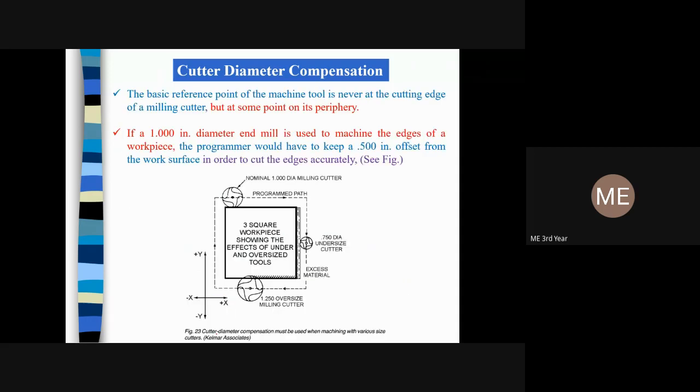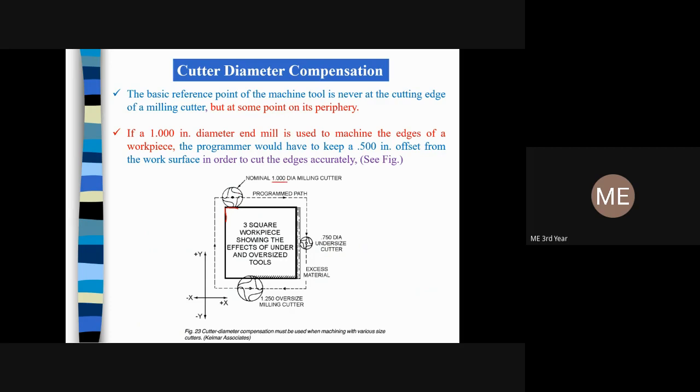So that's why cutter compensation is needed. Cutter compensation is nothing but this is the actual tool path. By the cutter compensation you will make the actual tool path. If the highlighted black portion is the actual part you want to manufacture, then you have to remember what your tool diameter is.